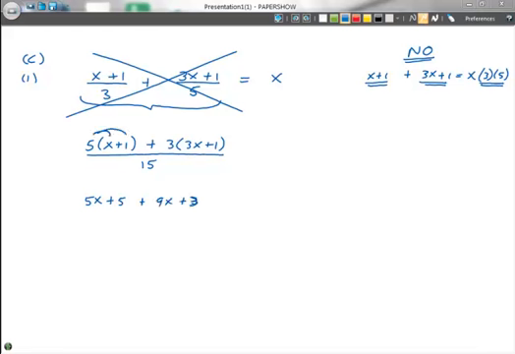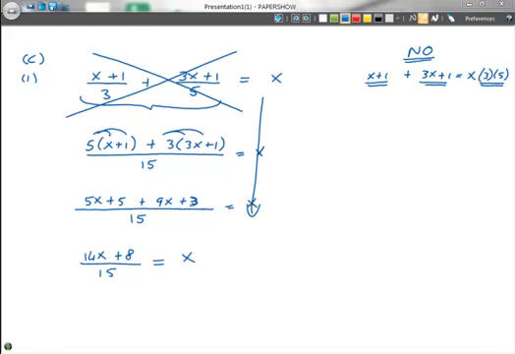And of course that's coming from just multiplying it. Don't drop the 15. It's still all over 15. 5x and 9x, that's 14x plus 8 all over 15. And then what you do is you just drop this down. It's equal to x. Now, I suppose strictly speaking, you should really drop that down all the way. But sometimes if you start doing that, people do get a little bit sidetracked by it.